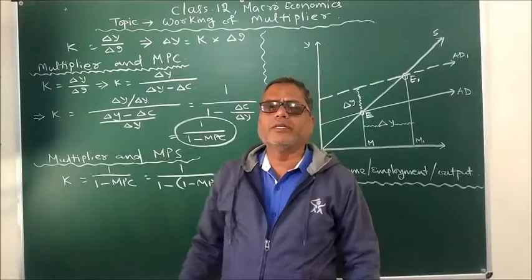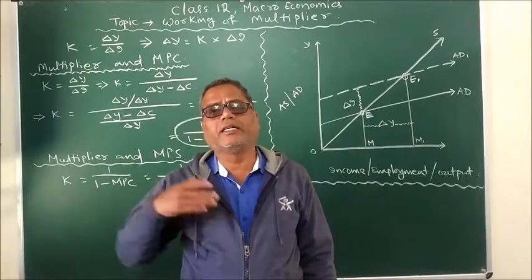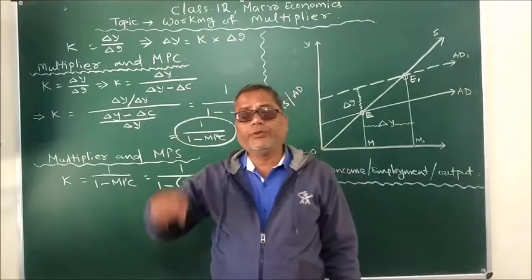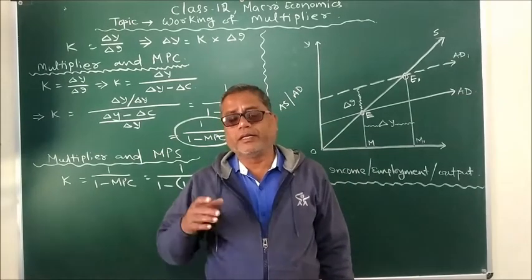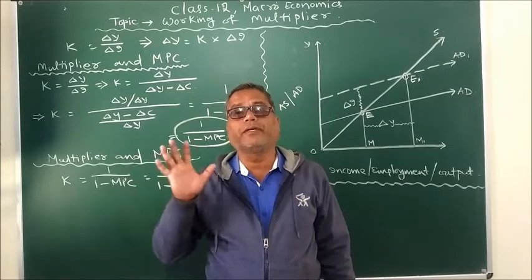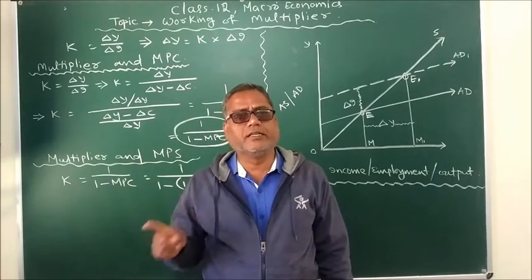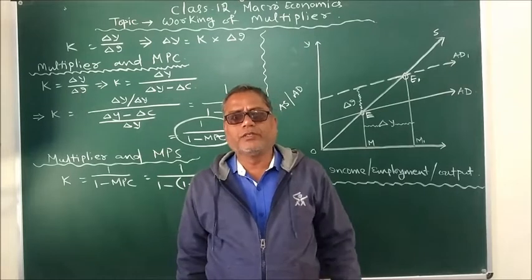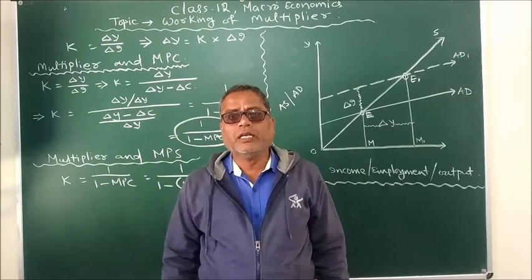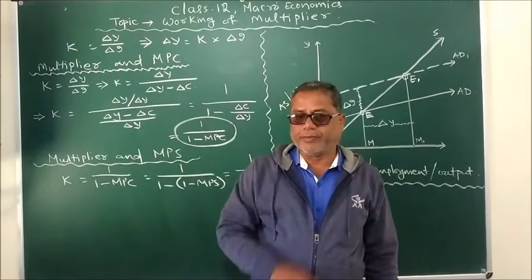In layman's language, if we try to understand, suppose we are making an additional investment of 100 rupees, and due to this investment, income is generated worth 500 rupees. So change in income is 500 and change in investment is 100. Hence, the multiplier would be 5 divided by 1 equal to 5. That means 5 times more income is generated of the investment.